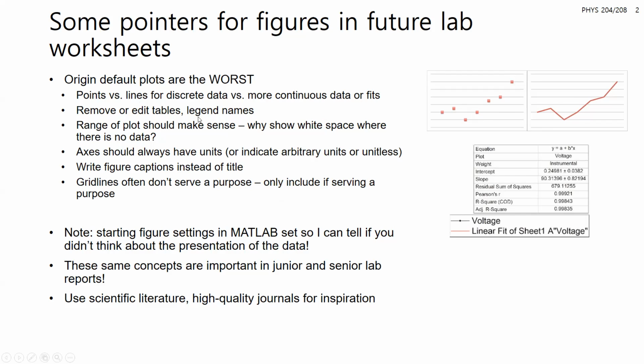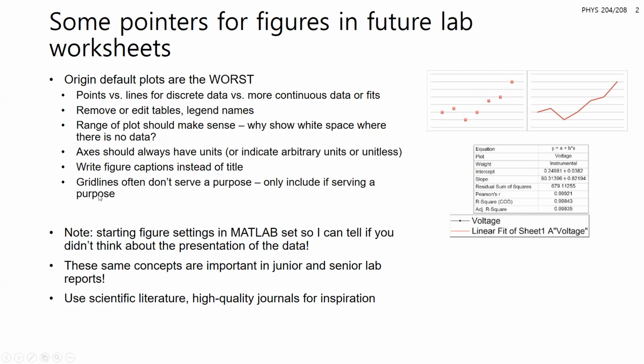Some other things: the range should make sense. There was just recently a question that in Origin, for some reason it defaults to have white space on either side, but that's wasted space many times, especially if there's a large range. So you can double click on the axis and adjust what the range is. Axes should always have units, and if it's a unitless quantity, you should indicate that with AU, arbitrary units, or that it's unitless. And in the literature, it's very rare that you'll see a title for a figure. So getting in the practice of writing descriptive captions is good practice as well.